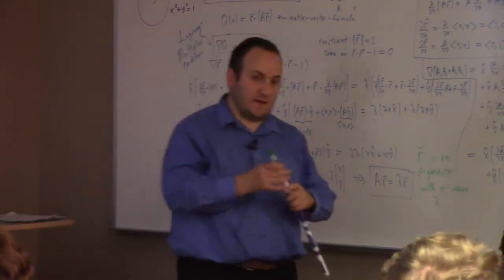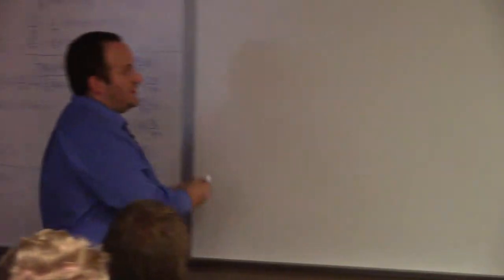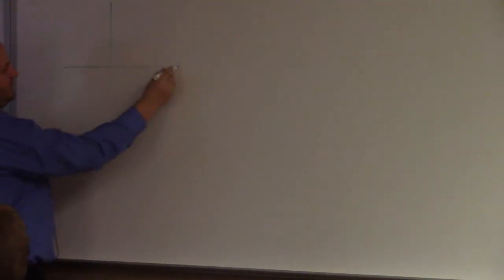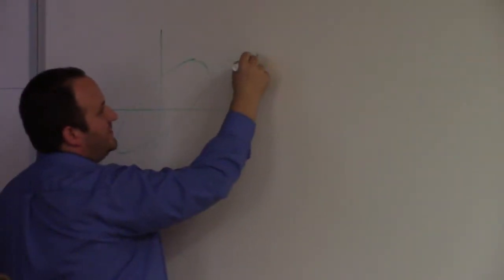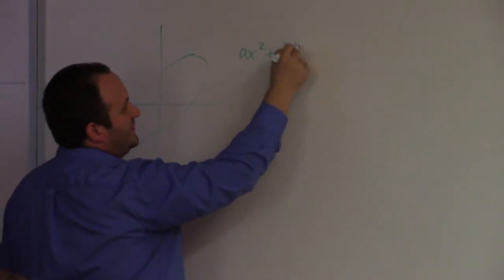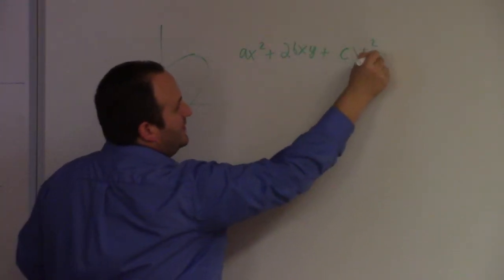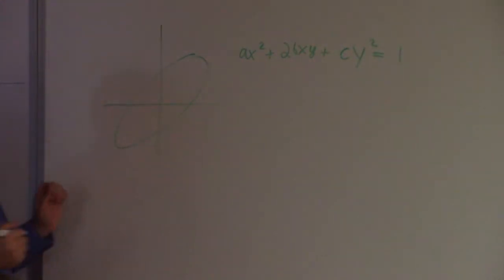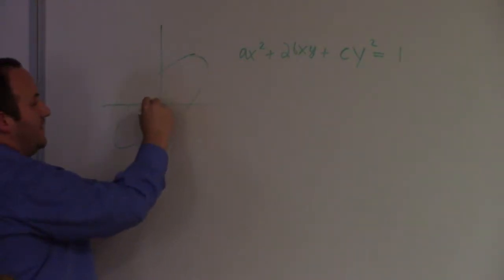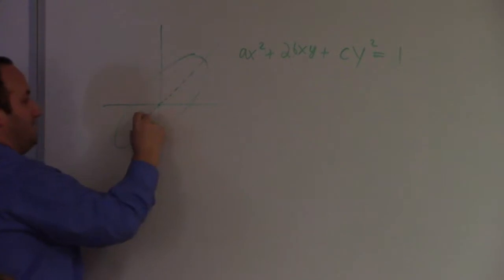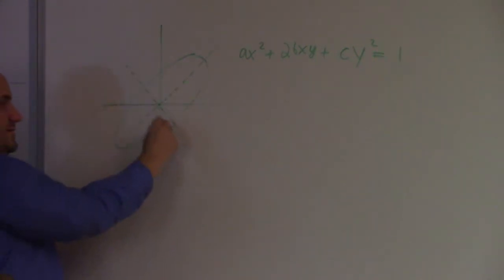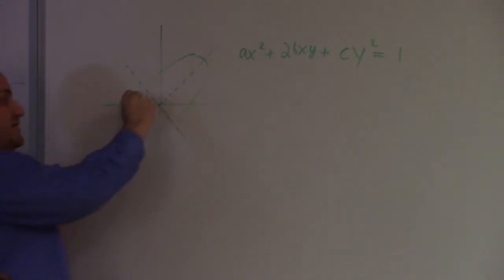Geometrically, what's going on is basically this. What we're really talking about could be something like ax squared plus 2bxy plus cy squared equals 1. It could be an ellipse. And what these eigenvectors are actually going to be are the principal axes of symmetry. So these would be the eigenvectors, these directions.